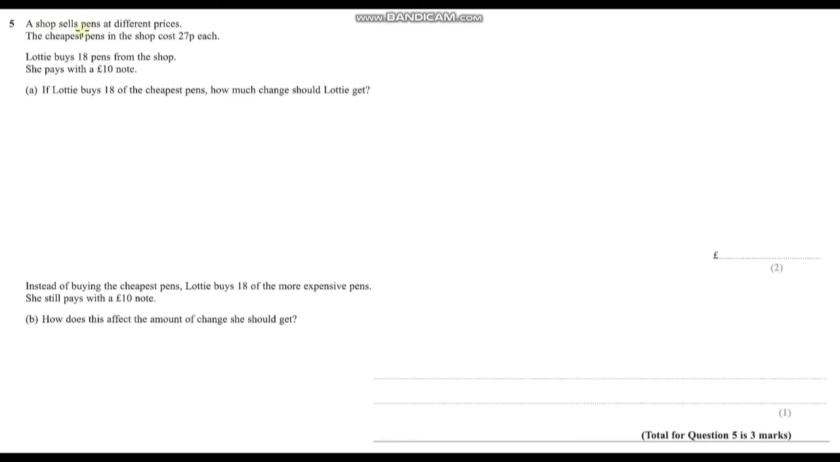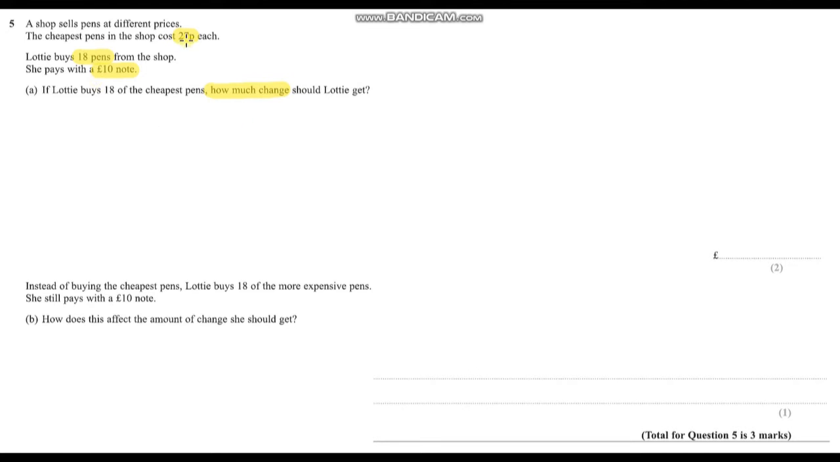Question 5. A shop sells pens at different prices. The cheapest pens in the shop cost 27 pence each. Lottie buys 18 pens from the shop and she pays with a £10 note. If Lottie buys 18 of the cheapest pens, how much change should Lottie get? So first of all, let's just work out how much money Lottie spends.